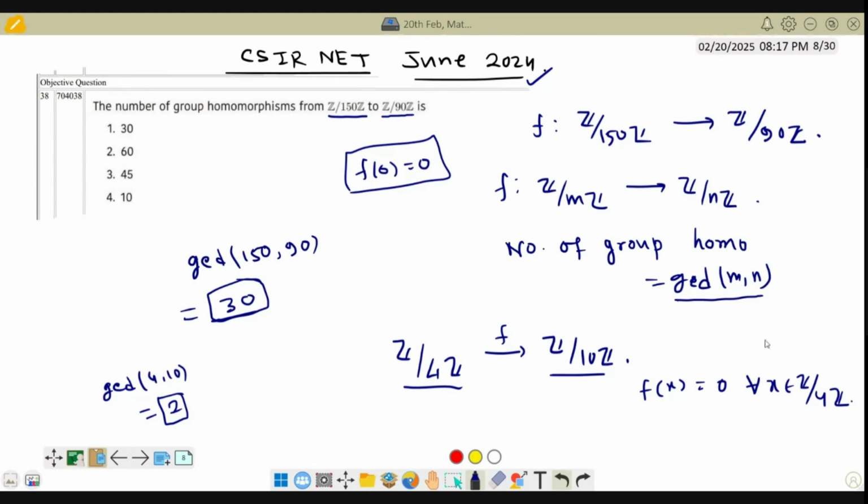We can look at the elements of the domain, and their order should be the same in the image. Why will the order be the same? If you are talking about only group homomorphism, why will the order be the same? For isomorphism, I agree with you, but not for any general group homomorphism.